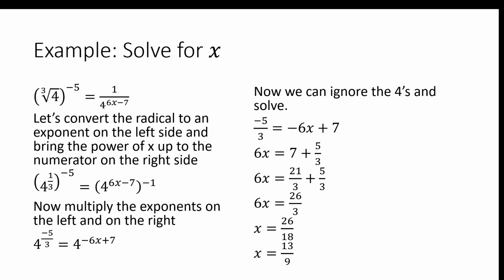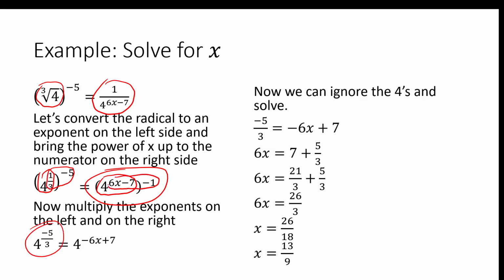Now, what if we wanted to solve this equation for x? Well, we could convert the radical to an exponent on the left side and bring the power of x up to the numerator on the right side. So on the left side, we could call the third root of 4, 4 to the exponent 1/3. And on the right side, we could say 1 over 4 to the 6x minus 7 is the same as 4 to the 6x minus 7, to the exponent negative 1. Well, on the left side, that third root of 4 was raised to the exponent negative 5, so we multiply the 1/3 and the negative 5, we get 4 to the negative 5/3. On the right-hand side, that 6x minus 7 and negative 1 need to be multiplied, so we get 4 to the negative 6x plus 7.